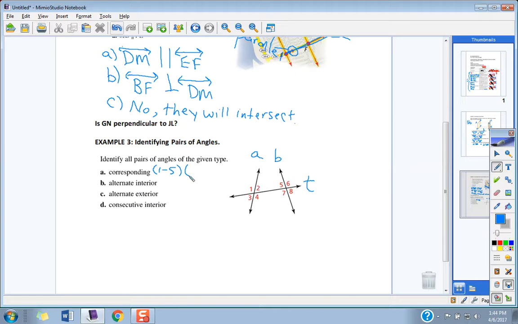3 and 7. 3 and 7? 2 and 6. 2 and 6? What'd you say? 4 and 8. 2 and 6 and 4 and 8. Okay? Which angles are alternate interior?